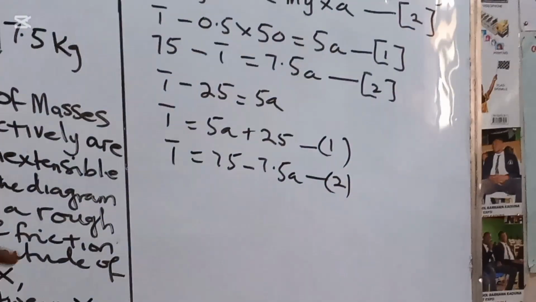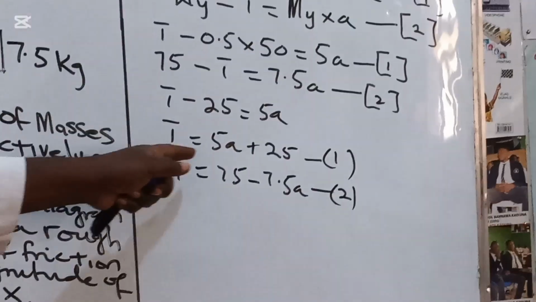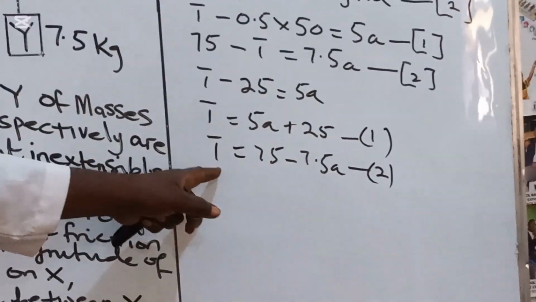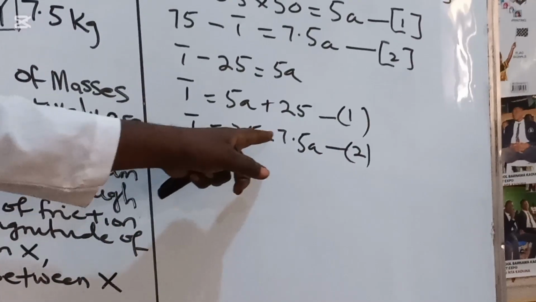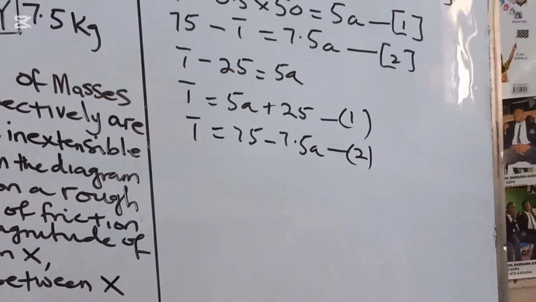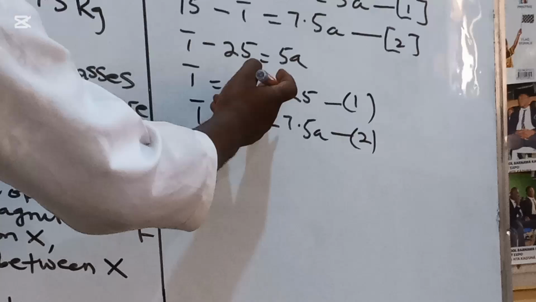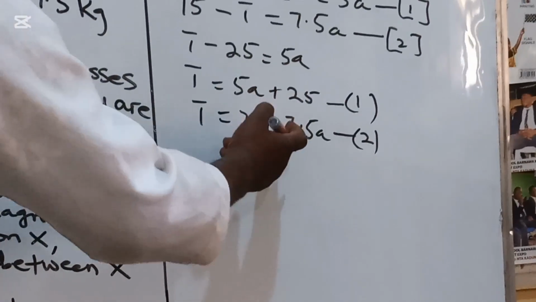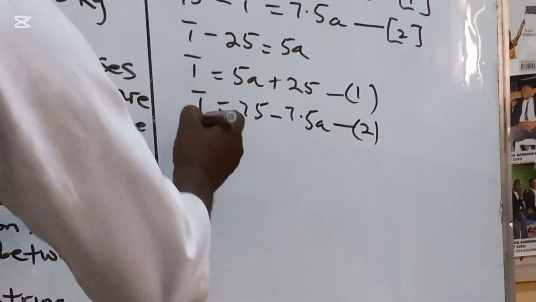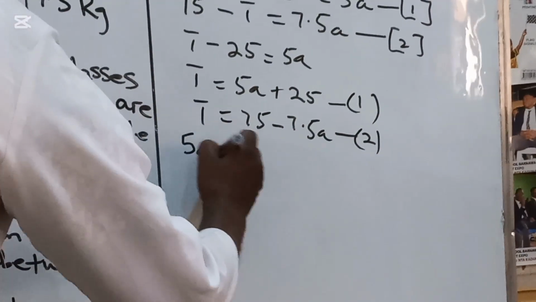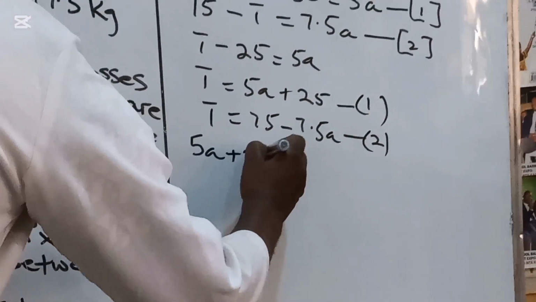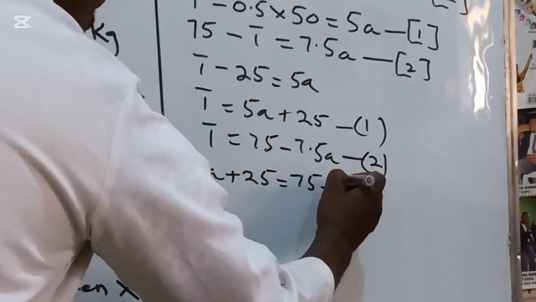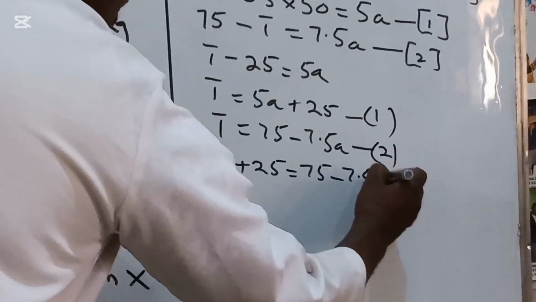Now look up. From equation 1, we have T is equals to 5A plus 25. And from equation 2, we have T is equals to 75 minus 7.5A. Alright? Now if T is equals to this, T is also equals to this equation. Invariably, this equation is equals to this equation. I'm going to use that. 5A plus 25 is equals to 75 minus 7.5A.